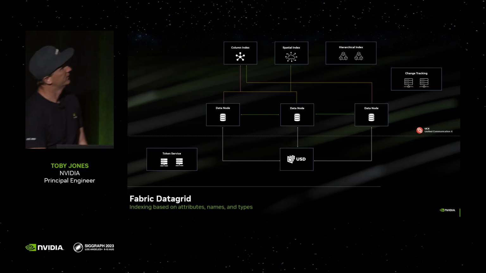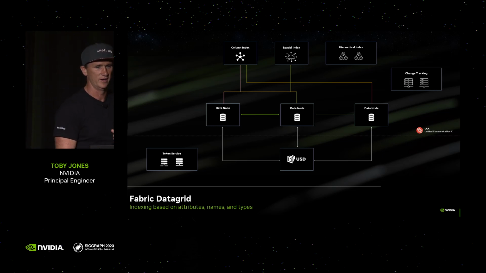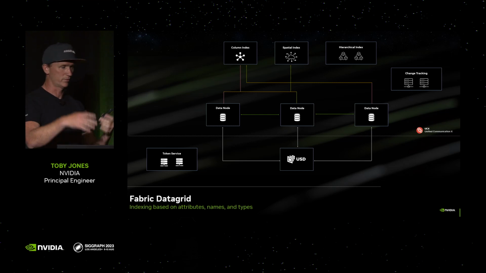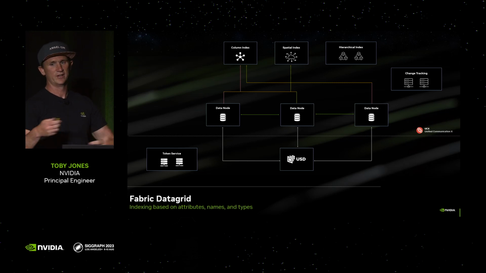So the first thing we provide with it is this idea of a column index. You're like, I care about attributes of this type, or cars, or physics prims. You don't want to go talk to every node in a distributed system to ask that question. You ask the central column index. It knows where the stuff is. It'll tell you about it. And then once you know where it is, you talk back and forth to that directly.